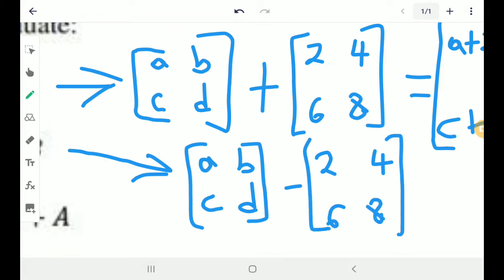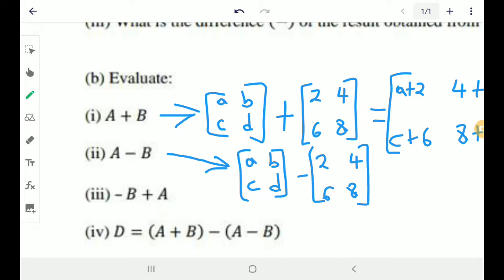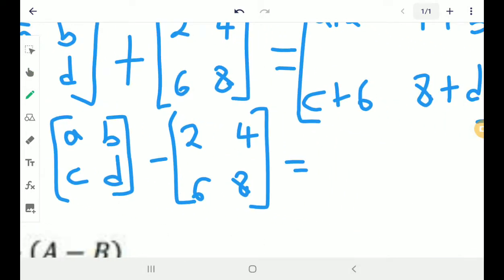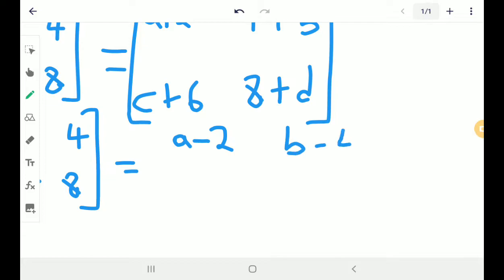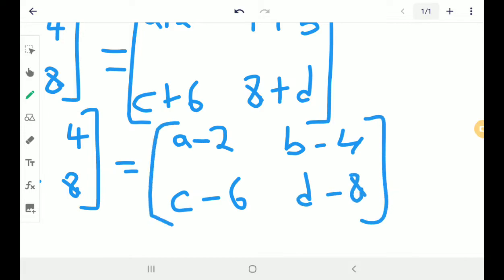Alright, so we're going to subtract. And remember the rule of subtracting matrix. You subtract the corresponding elements which belong to the same position. So same thing with addition and subtraction. Add the elements in the same position. By subtracting, we subtract the elements in the same position. So we will end up with, as our result here, a minus 2, for here b minus 4, here c minus 6, and d minus 8. Alright. Okay.